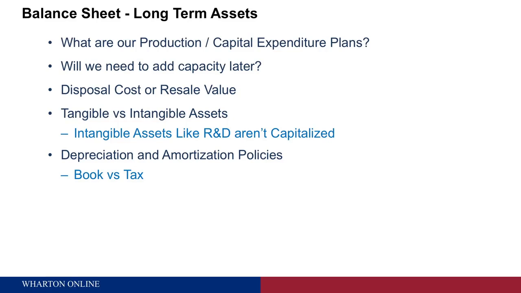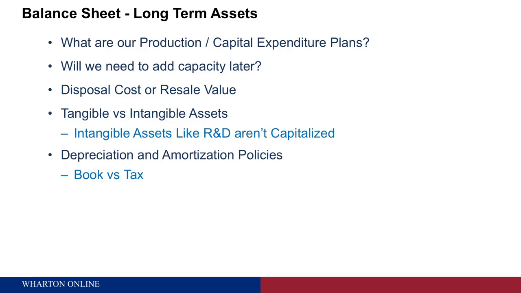Then on the balance sheet, the long-term assets. What are our production and capital expenditure plans? We've got an upfront investment in property, plant, and equipment. Will we need to add capacity later? Okay, if we do, when and how much is that going to cost? At the end of the production life, what are the disposal costs or the resale value? Are there intangible assets in addition to tangible assets? Remember that intangible assets like R&D aren't put on the balance sheet, aren't capitalized.